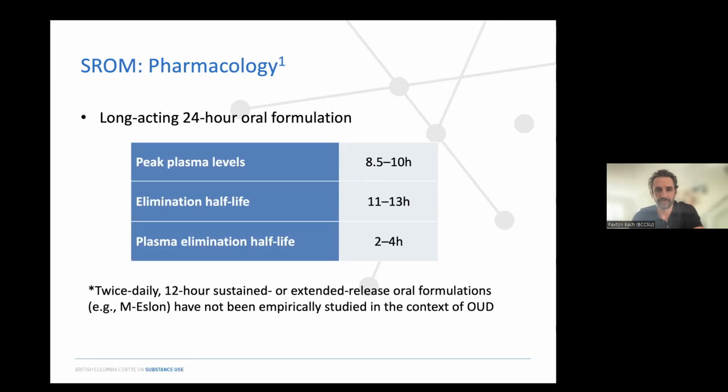Peak plasma levels for slow-release oral morphine, or Kadian, are very delayed, between 8 to 10 hours. And this is a common misconception. I think that's much different from methadone, which is 3 to 4 hours, or buprenorphine, which is less than an hour. So peak plasma levels are very delayed. Elimination half-life is 11 to 13 hours. It's really the peak plasma levels plus the half-life of morphine itself, and the plasma elimination half-life is 2 to 4 hours. An asterisk here that twice-daily or 12-hour extended-release formulations like SROM have never been studied for the treatment of OUD and are not recommended except in situations where drug shortages occur, which has happened in Canada in the past.